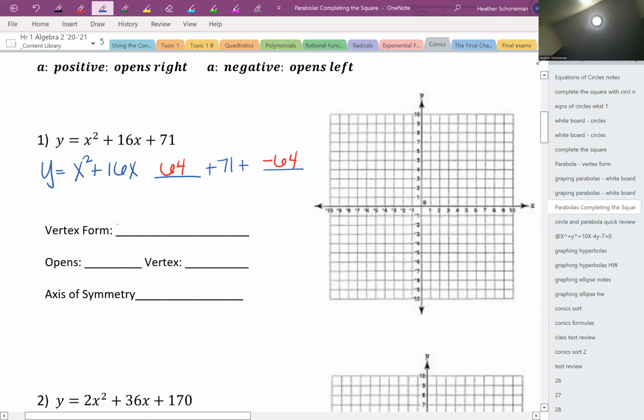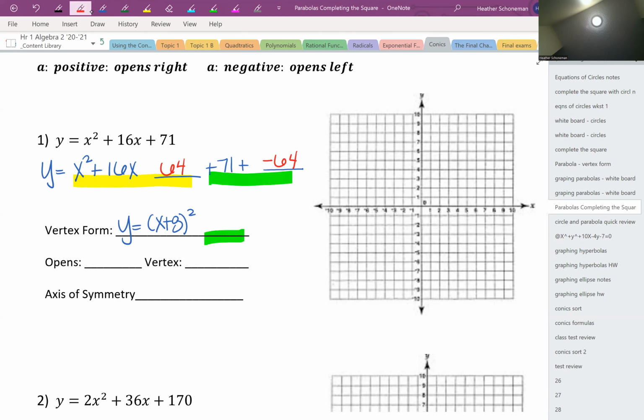So I'm going to write my equation. I'm going to write y equals, and then I'm going to factor this part right here. And that factors to x plus 8 squared. And we've done a lot of those. Half of 16 is 8. And then we're going to add these two numbers here. And when I add those two numbers together, I'm going to get plus 7. Okay, so now we've got our equation.